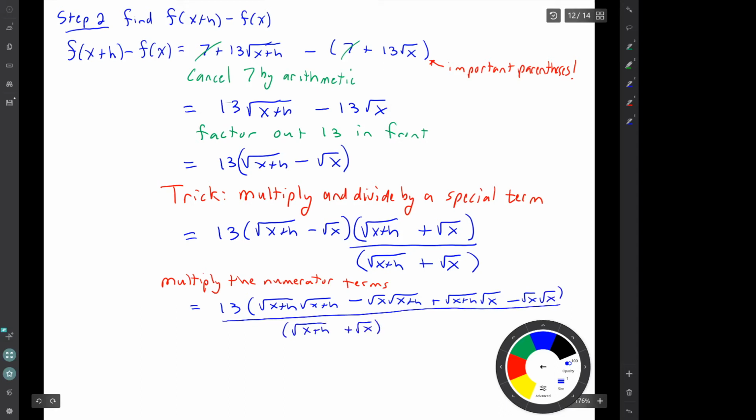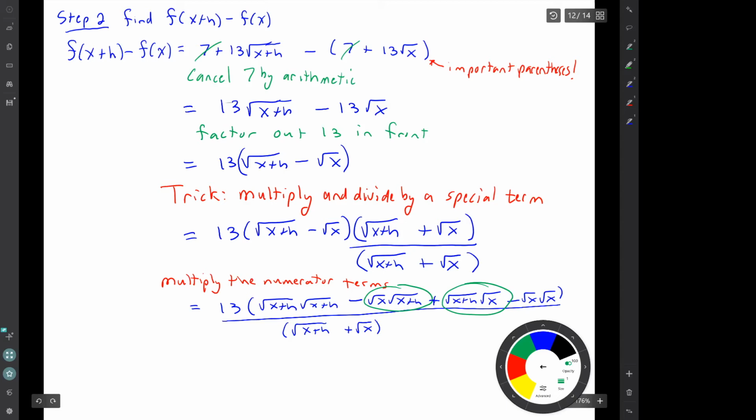We don't do anything with the denominator. We just multiply all the numerator terms together. And notice that there are two terms that are identical but have opposite signs. This term and this term cancel because they have opposite signs. That sign should be clear. That should be a plus sign. So cancel those terms using arithmetic.